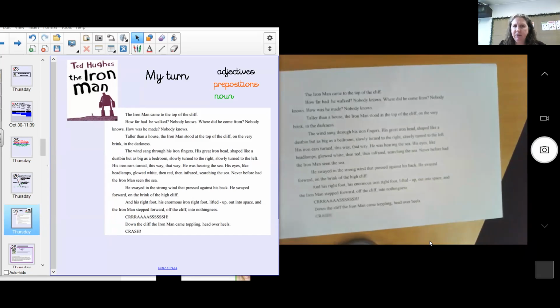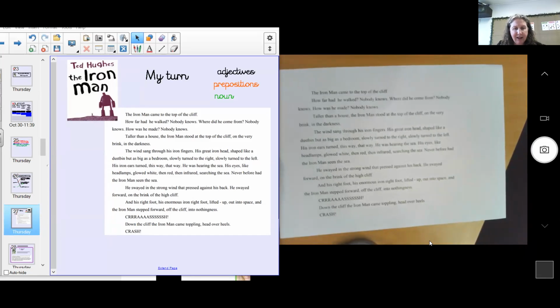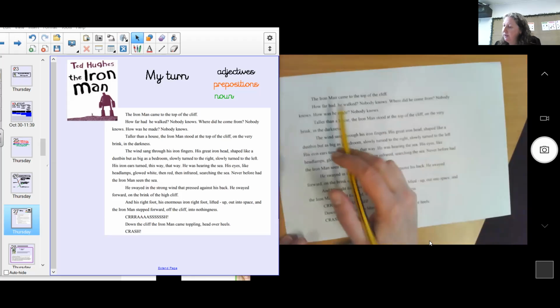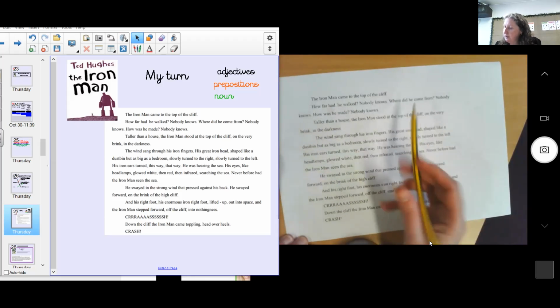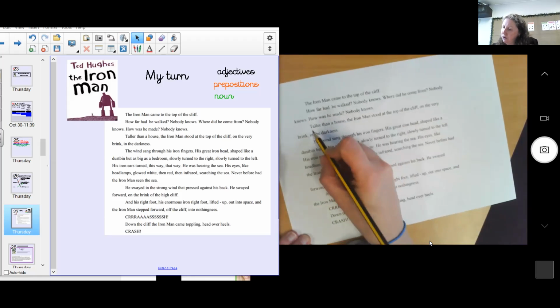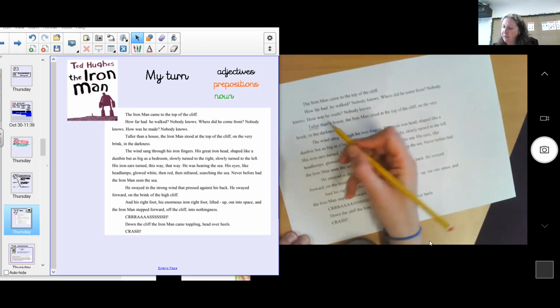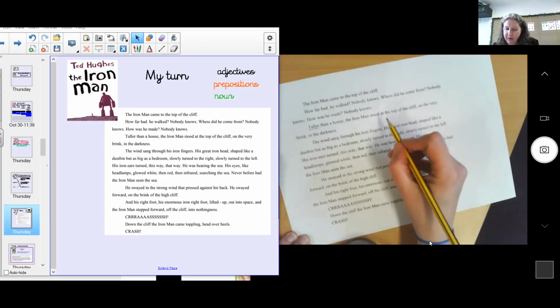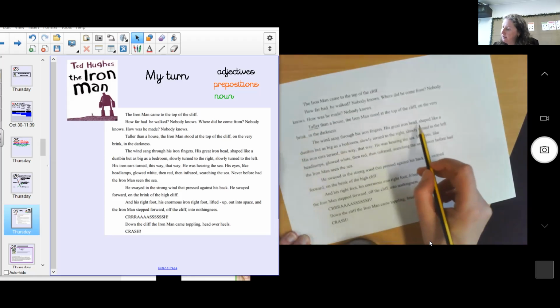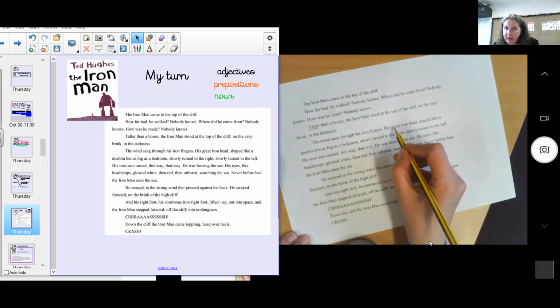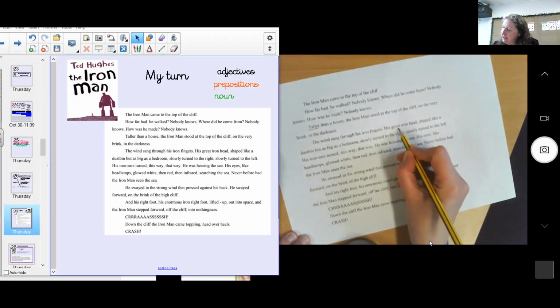So the first thing that I'm going to do is look at those adjectives, those words that describe a noun. So I am going to have a look. Tall or taller is describing. Great is an adjective. It means it's very big.